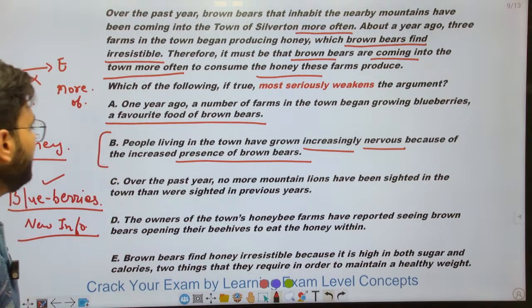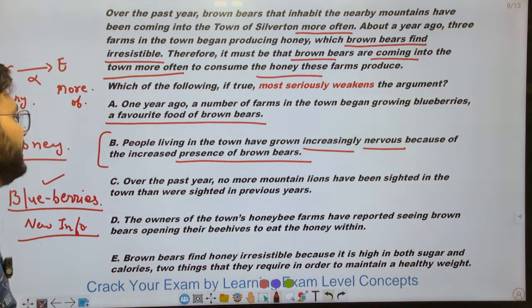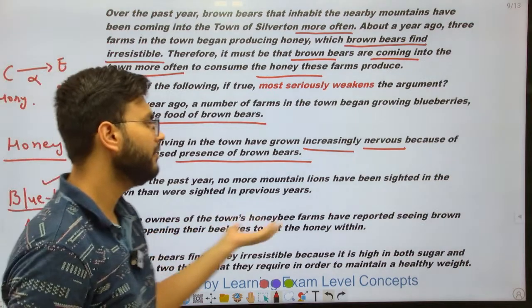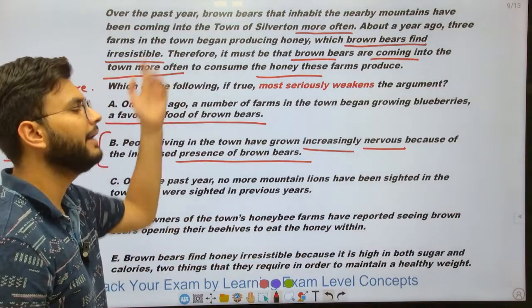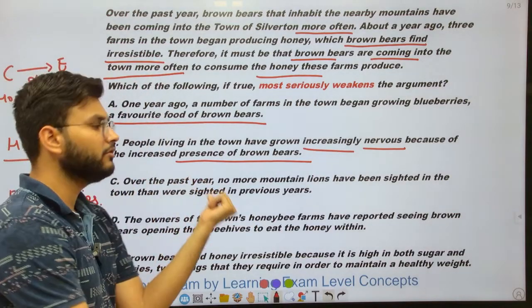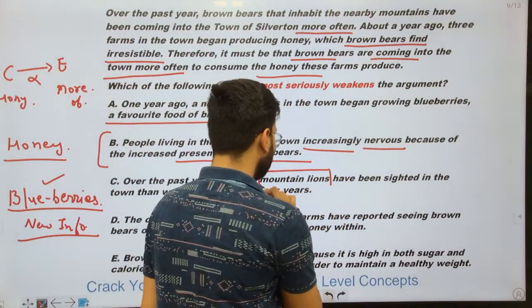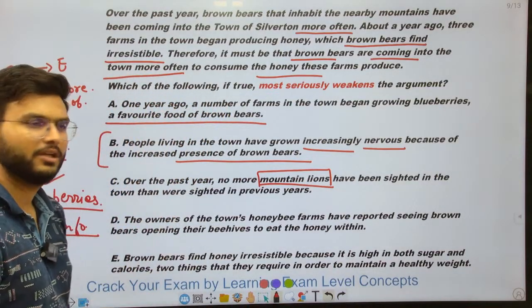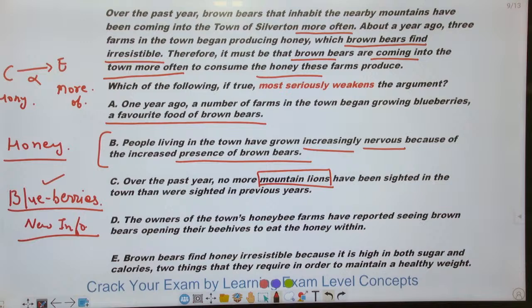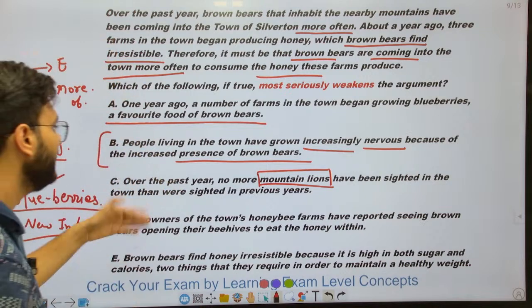C, over the past year, no more mountain lions have been sighted in town than were sighted in the previous year. Okay, it is possible they have not seen the mountain lions which they earlier used to see. But how does this impact? This also brings new information, the information about mountain lions. But now think, I can eliminate this option because it does not affect the logical flow, which is my cause and effect relationship. It does not disturb anything about it. So I can eliminate this.